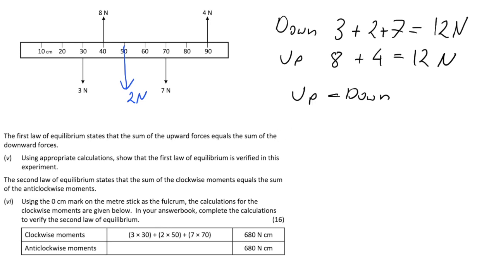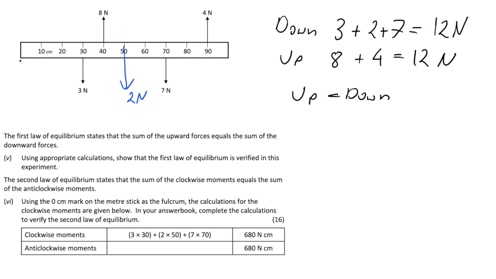And the last part of this question asks us to check whether the second law of equilibrium is verified in this experiment. So the second law of equilibrium states that the sum of the clockwise moments equals the sum of the anti-clockwise moments. Using the 0 centimeter mark on the meter stick as the fulcrum, the calculations for the clockwise moments are given below. In your answer book, complete the calculations to verify the second law of equilibrium. So what is a moment? A moment is a physical quantity that tells us something about the rotation of an object.